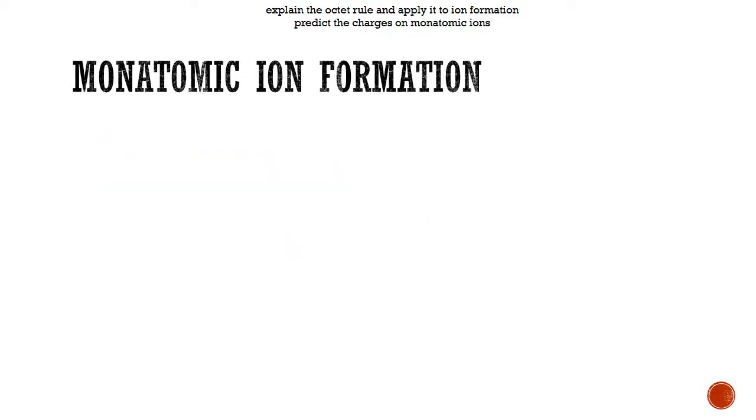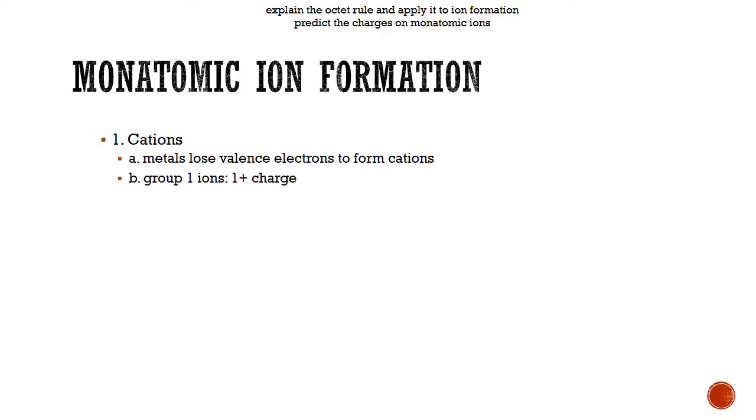So looking at monatomic ion formation, we will start by looking at cations. Now, as we will see, metals will lose valence electrons to form cations. Recall that metals are the elements that are on the left side of the periodic table. And we'll start by looking at group 1 ions. And as we will see, group 1 elements will always form ions that have a 1+ charge. And here's why. Let's take a look at lithium.